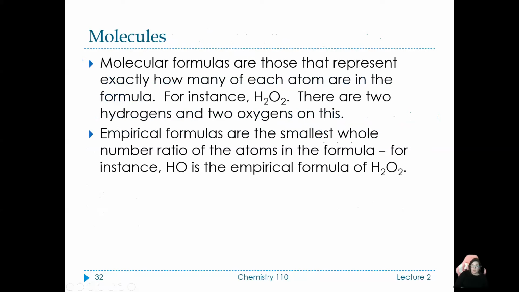Molecular formulas are those that represent exactly how much of each atom there is in a formula. For instance, hydrogen peroxide, H2O2, is a molecular formula. 2 hydrogens, 2 oxygens in this. But we also can talk about empirical formulas, and they're different than molecular formulas. Empirical formulas are the smallest whole number ratio of the atoms in the formula. For instance, for hydrogen peroxide, HO is the empirical formula because you can divide 2 out of both of those numbers. So that's the lowest whole number ratio of those atoms, and therefore is the empirical formula for the molecular formula H2O2. Okay?